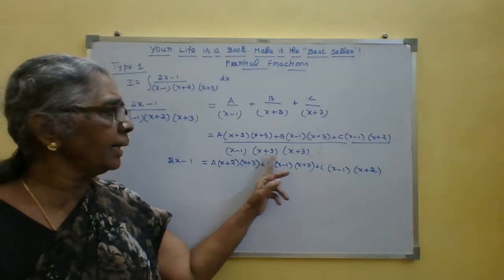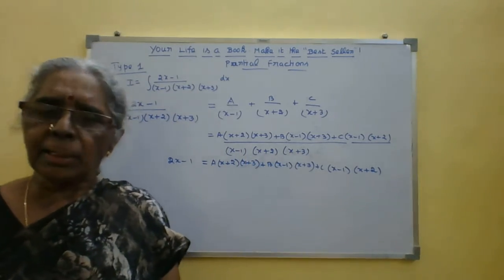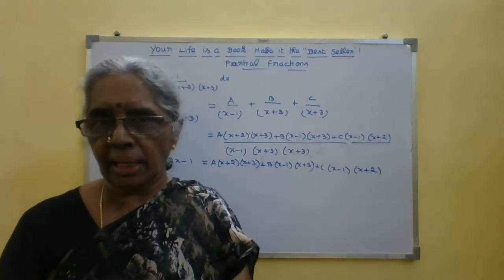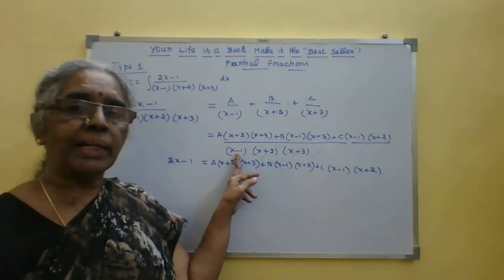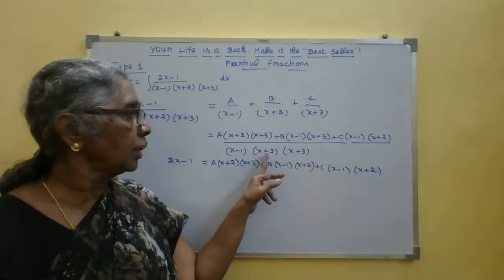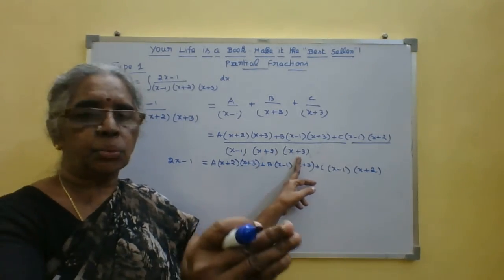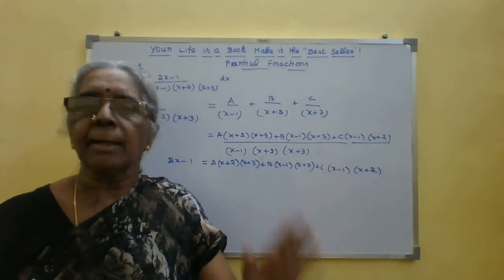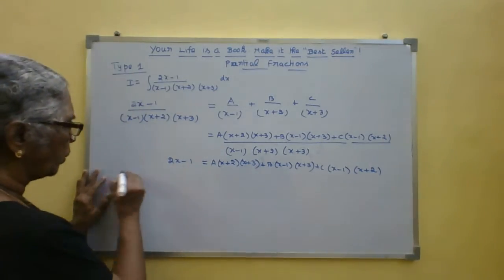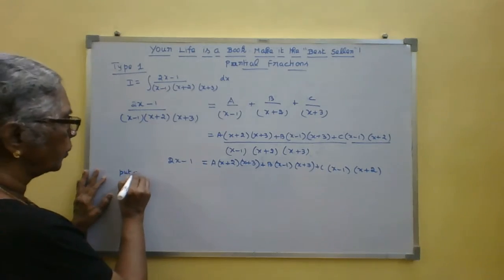Now, you have got 3 linear factors. You can equate each one to 0 in your mind, and you can get the values of x. If you equate x minus 1 to 0, x is equal to 1. If you equate this to 0, x is equal to minus 2. If you equate this to 0, you will get x is equal to minus 3. Remember this.